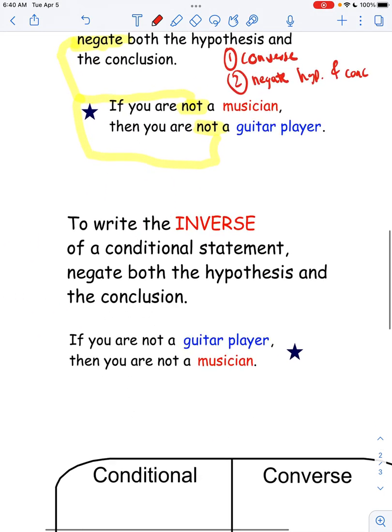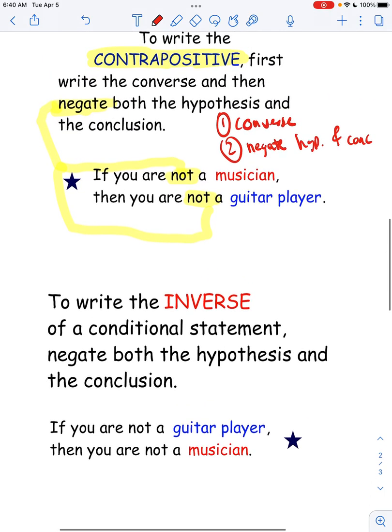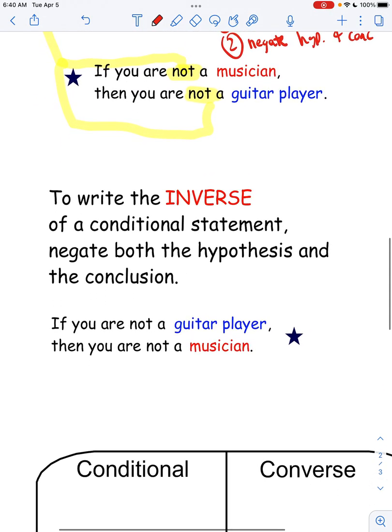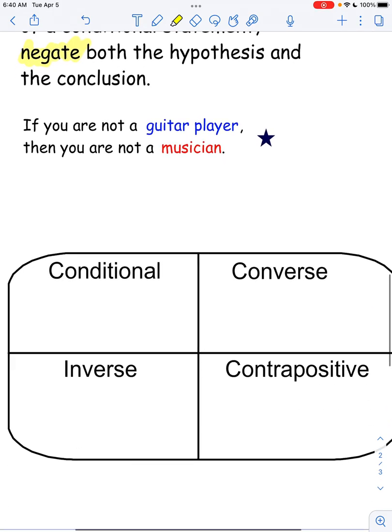To write the inverse of a conditional statement, negate both the hypothesis and the conclusion. So this is where we take our original. Again, the inverse is just taking our original conditional statement and negating them both. So I started with, if you are a guitar player, then you are a musician. So the inverse would just be, if you are not a guitar player, then you are not a musician. So I took my original statement and just made both the hypothesis and conclusion negative.